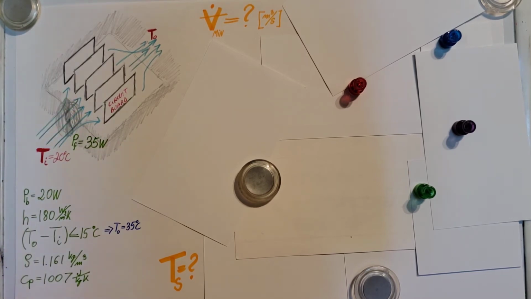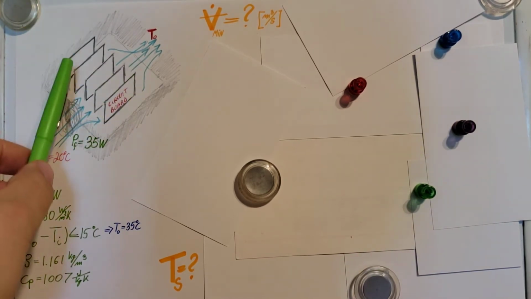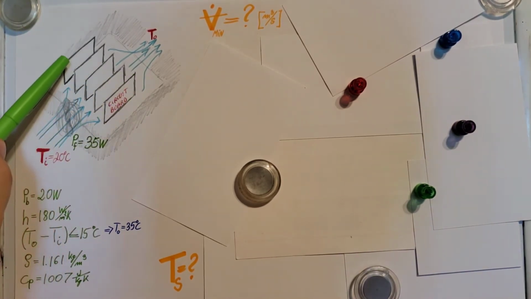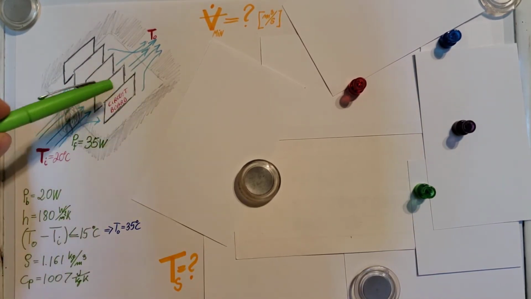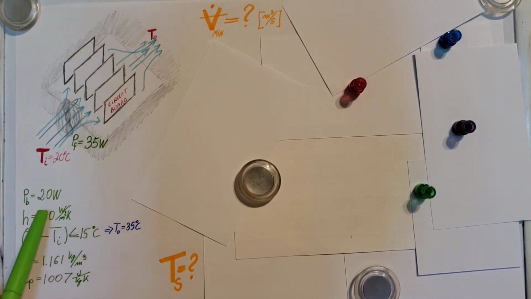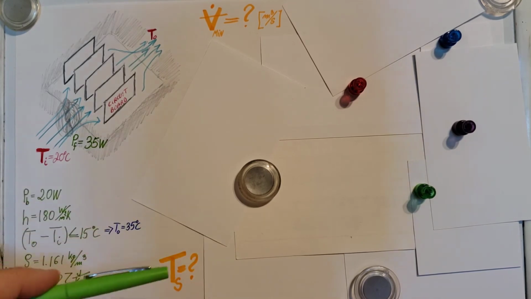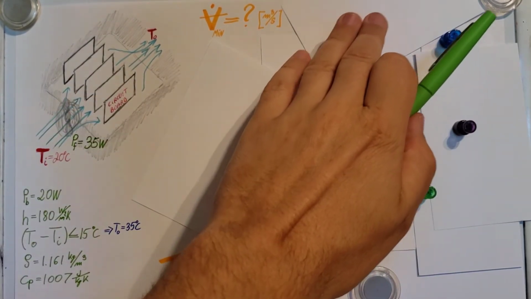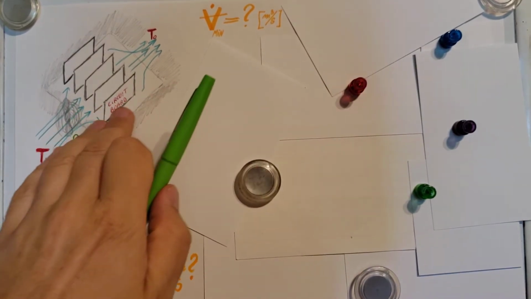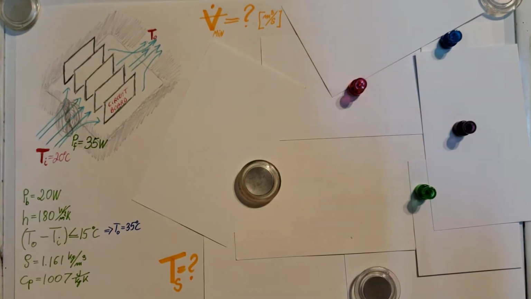It's an exterior device that's putting 35 watts into our control volume. The boards are also not in our control volume, just the air, and these boards are putting 20 watts into our air, the control volume. Okay, so just to be clear, our control volume for our energy balance will be just the air itself inside this computer.